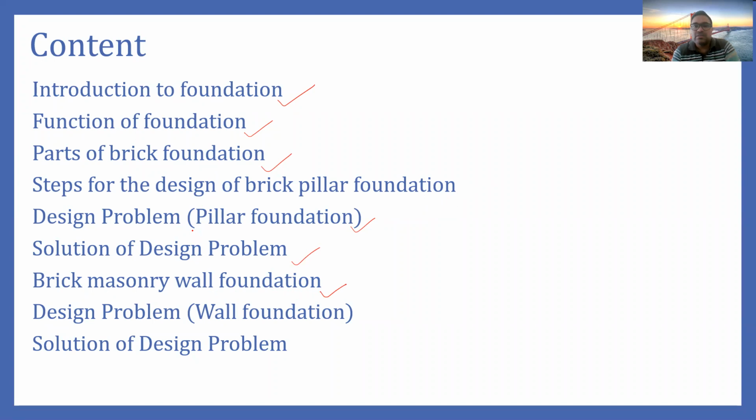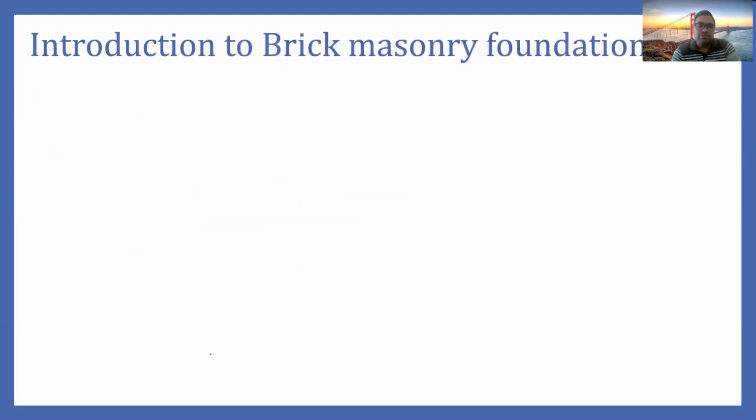So basically, in brick masonry structures, we have two main elements. One is the wall or pillar, and we generally design foundation for these two elements. So we will take one example for the pillar foundation and the second example for the wall foundation. There are some differences in the design process that we will see in the lecture. Now, introducing the foundation. What do we understand by foundation?